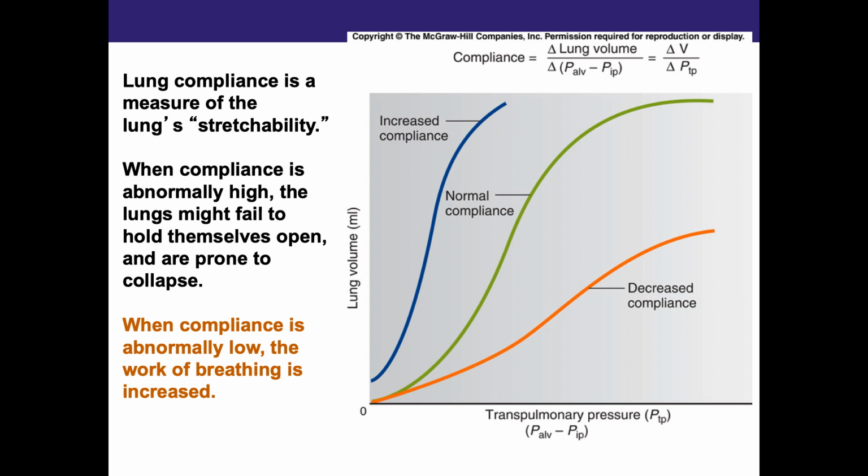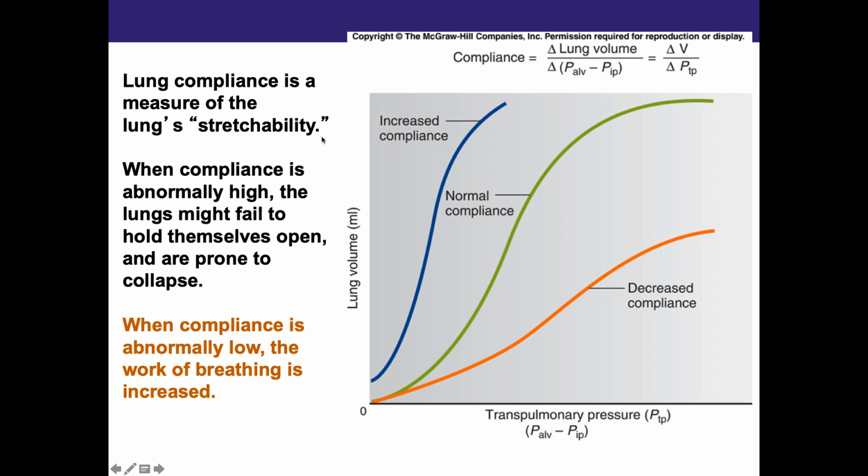The blue line, on the other hand, shows that you don't really have to use a lot of pressure. The pressure gradient doesn't have to be that large in order to make huge changes in volume. So it's very easy to open up the alveoli. That would be increased compliance. So again, lung compliance is a measure of stretchability. That's what compliance means.